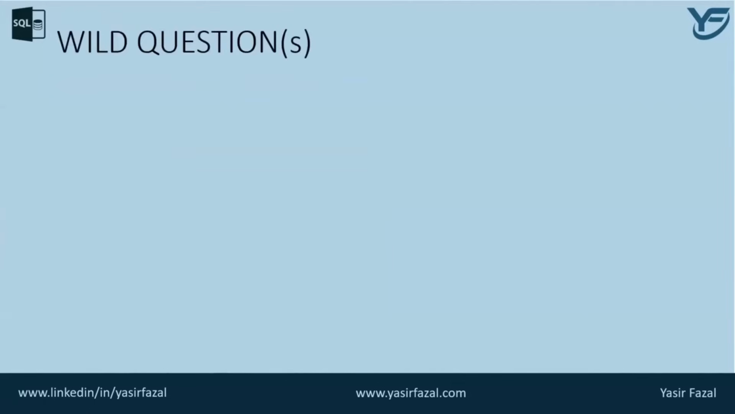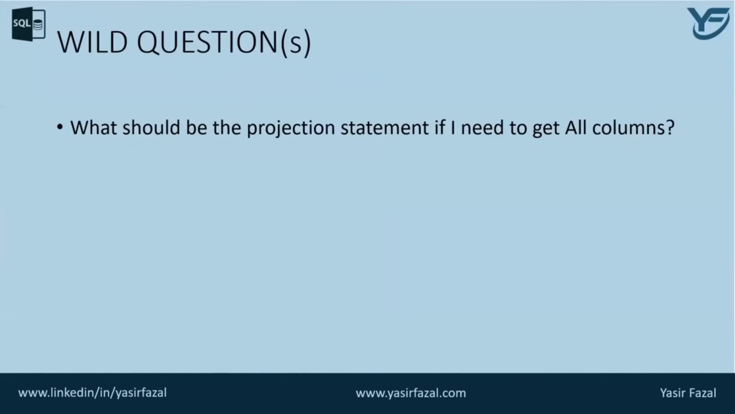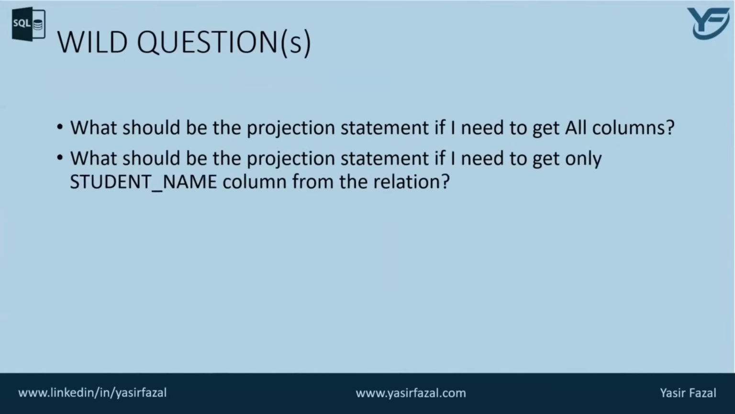Coming towards our questions. What should be the projection statement if I need to get all columns? And what should be the projection statement if I need to get only the student_name column from the relation?